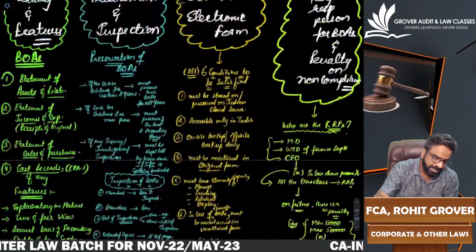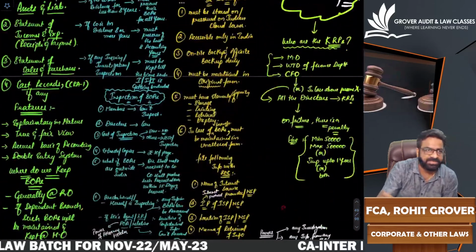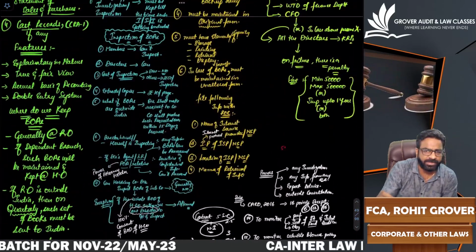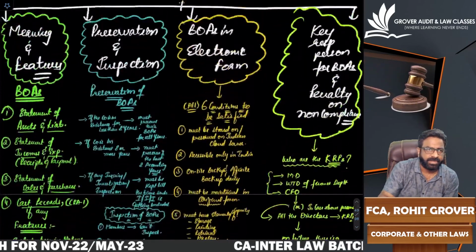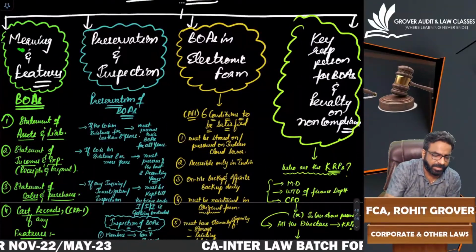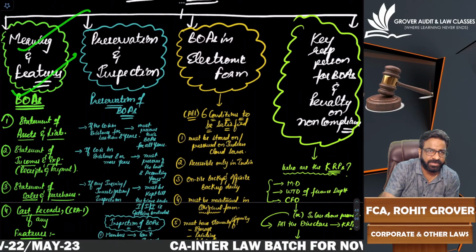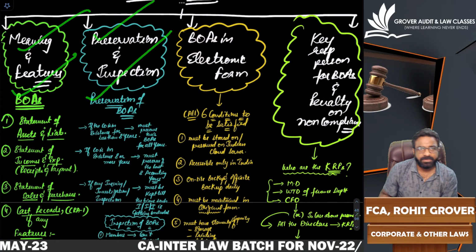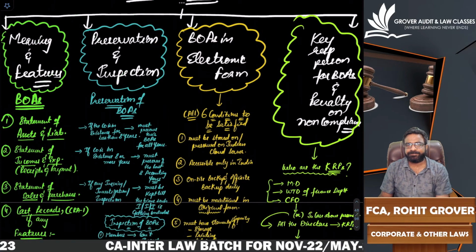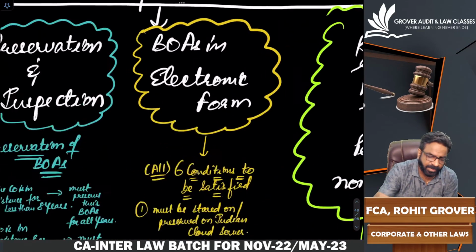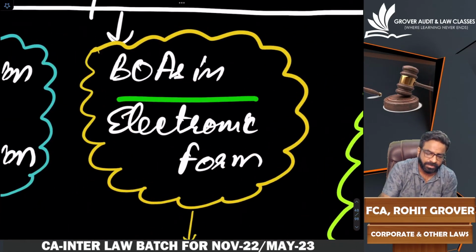That brings an end to the another column. Is the green color and blue color part over? Yes, sir. So tell me what we learned so far. We learned meaning, features, preservation, and inspection. What is the next topic we are going to learn? Books of accounts in electronic form.